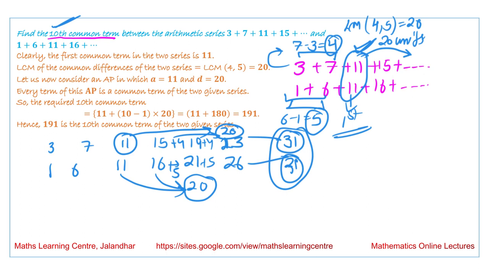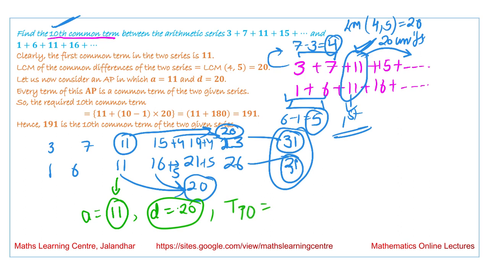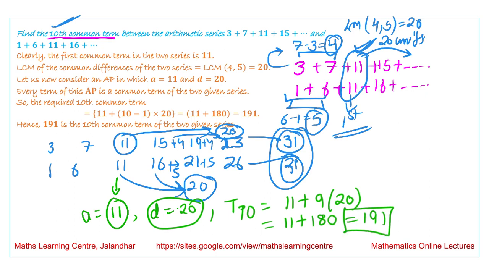So we are basically interested in a new sequence whose first term is 11 and whose common difference is 20, and we want to calculate the 10th term. So T10 is a plus 9 into d. The answer we obtain is 11 plus 180, which is equal to 191. So 191 is the 10th common term of the two given series.